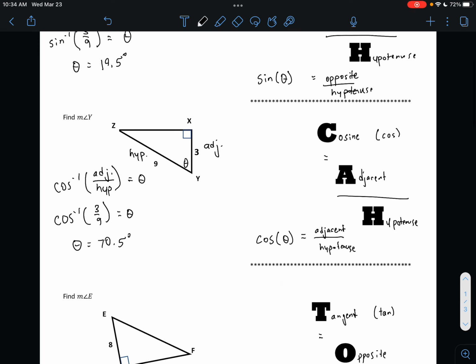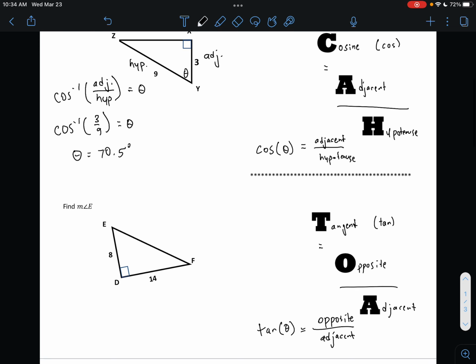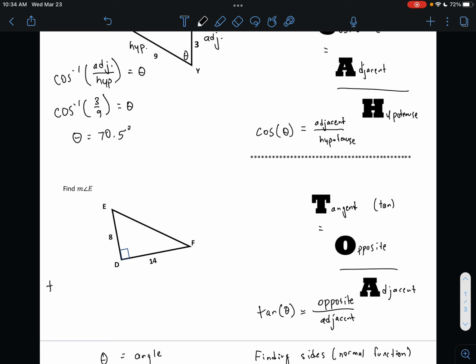And the last function is tangent. Works much the same way, where we take the inverse tangent of the opposite over the adjacent equals our theta. And this problem asks us to find the measure of angle E. That's our theta. I don't know the hypotenuse. I know my two legs. So I know my opposite side is 14, and my adjacent side is 8. So opposite and adjacent.